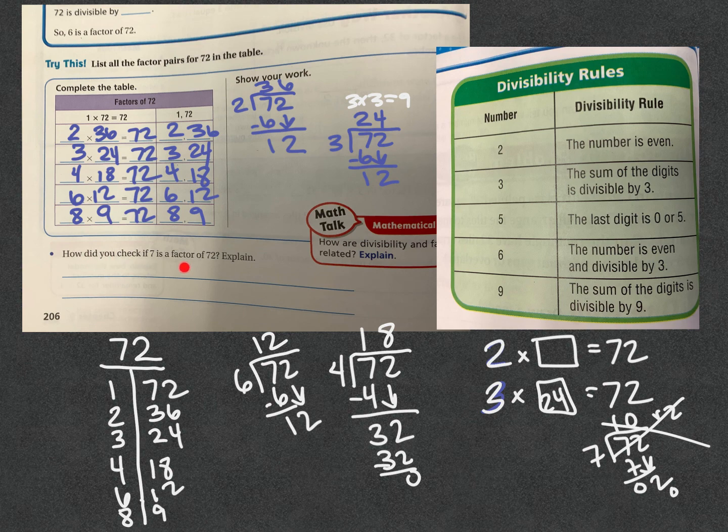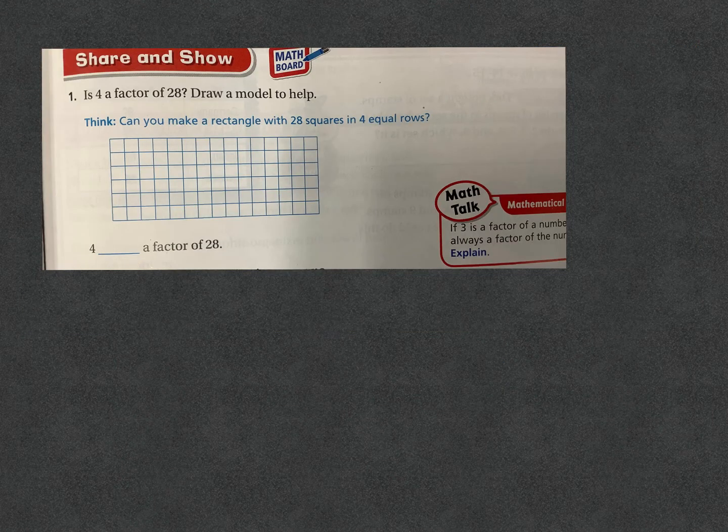How did you check if 7 is a factor of 72? We just calculated it, right? Where did we do that one? Over here. We just calculated it because we didn't have a nice handy-dandy rule to tell us whether it was a factor or not. Okay, so we're on the Sharon Show, and here's question number 1.